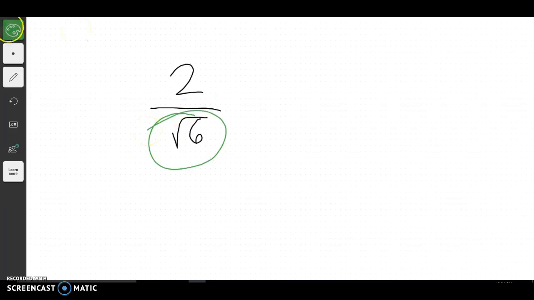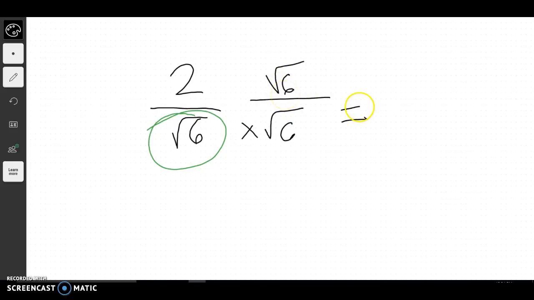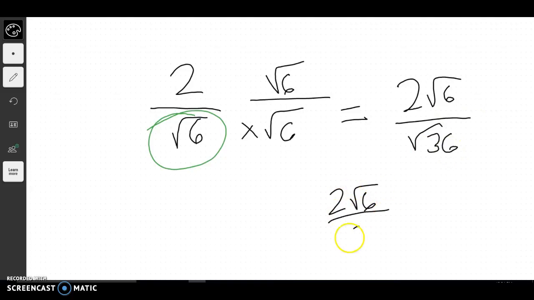So maybe we have something that's like 2 over radical 6. Again, we're going to use the same trick. Because I want to get rid of this radical in the denominator, we're going to times the top and bottom by radical 6. And when we do that, we're going to get 2 radical 6 over radical 36, which we know would be 2 radical 6 over 6.